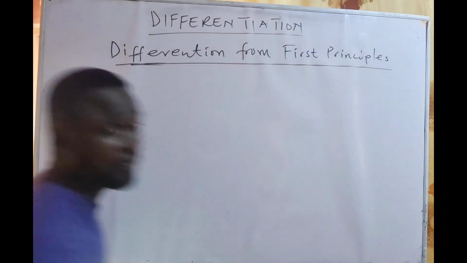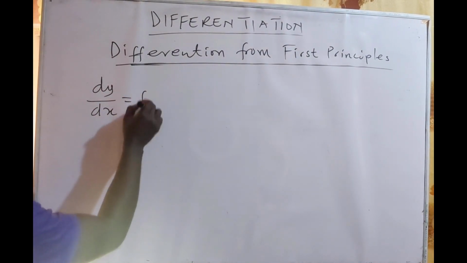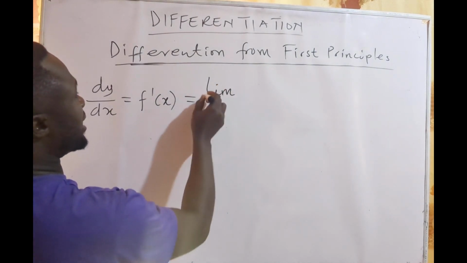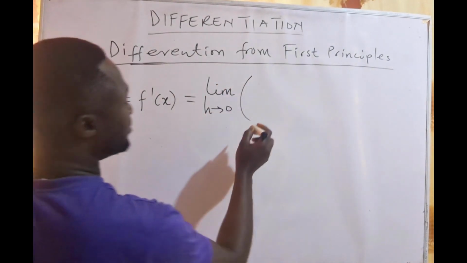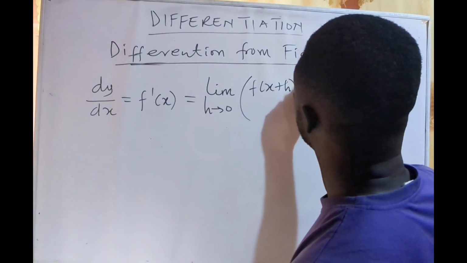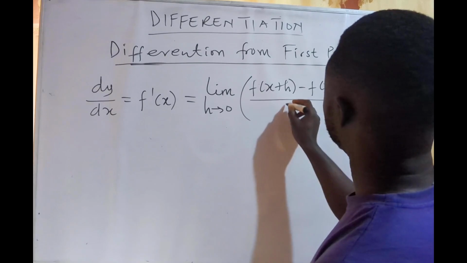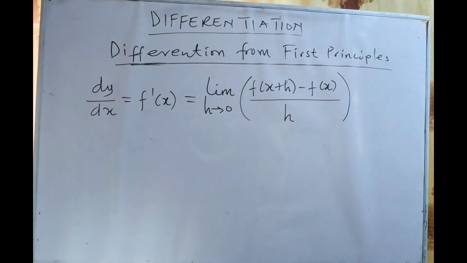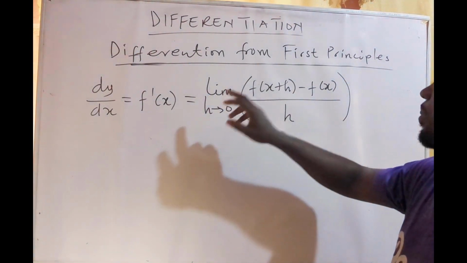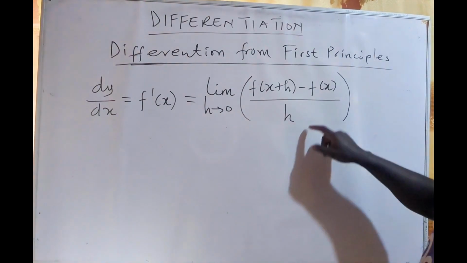From the first principle, our differentiating is dy over dx, or we can say f prime of x, which is equal to the limit as h approaches 0 of f of x plus h minus f of x, all divided by h. So this is our first principle: the limit as h approaches 0, f of x plus h minus f of x, all divided by h.